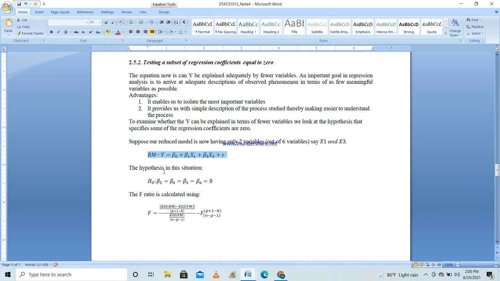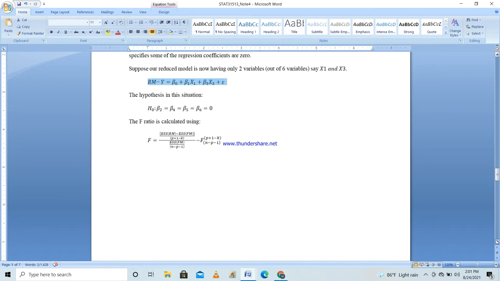In that case, p is the number of independent variables in the full model, so you have 6. So 6 plus 1 is 7, minus k, the number of parameters in our reduced model. You have 3 parameters in the reduced model, so 7 minus 3 is 4. So the difference between the estimated values is 4, and this is divided by the error sum of squares of the full model over its degrees of freedom, n minus p minus 1. That is how we can formulate it.